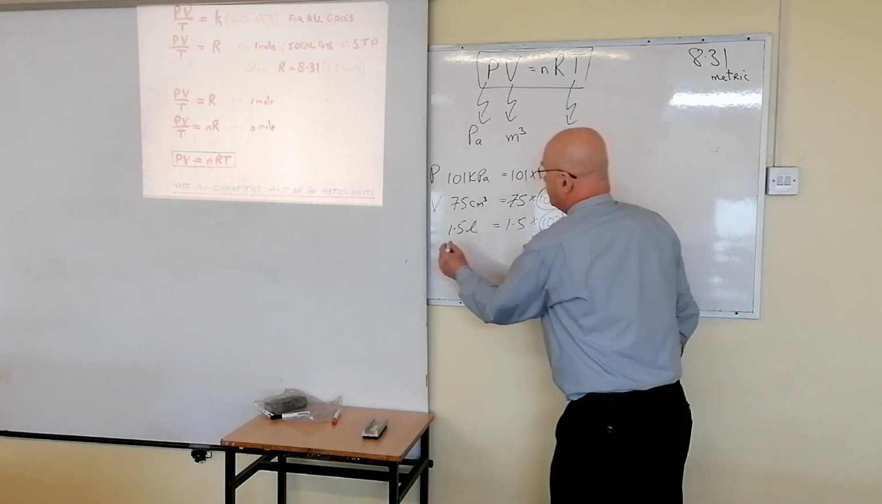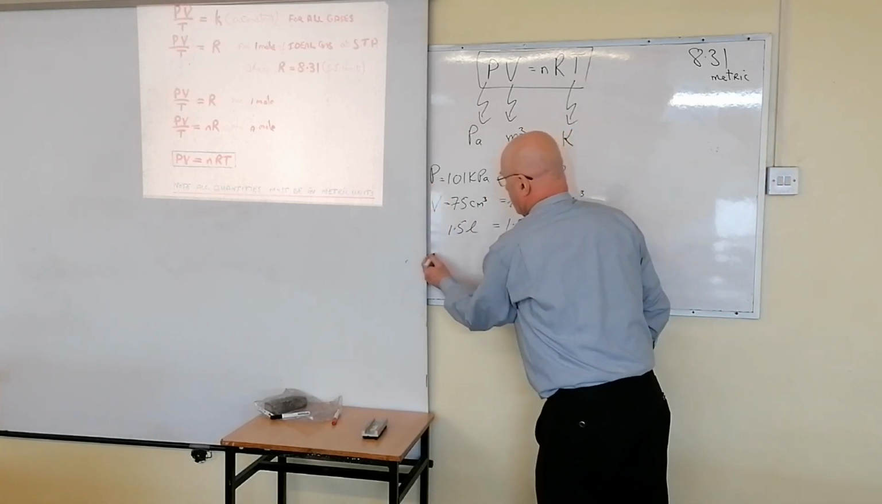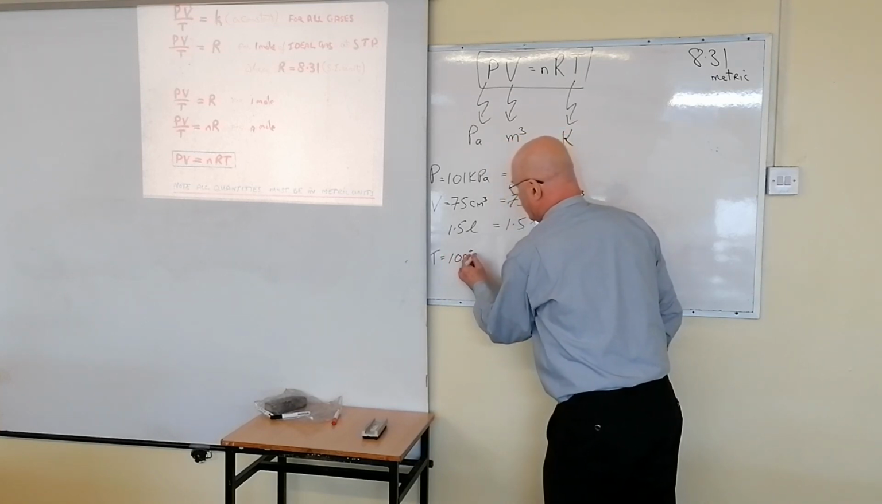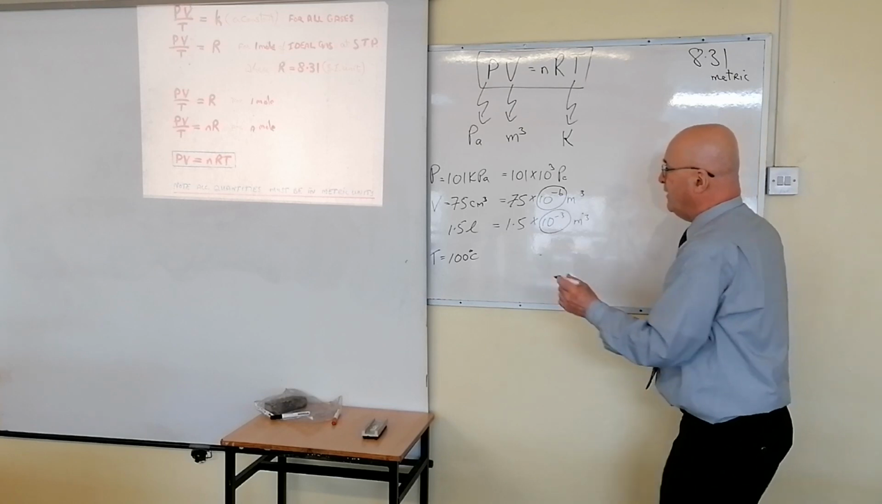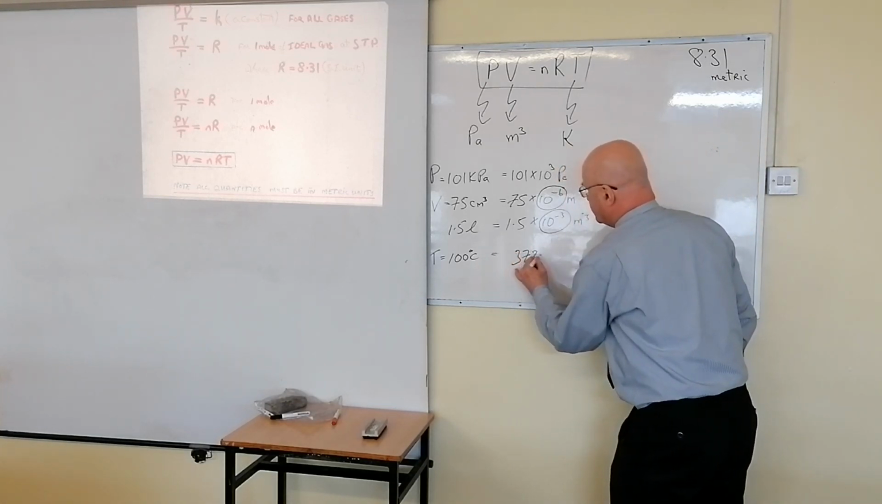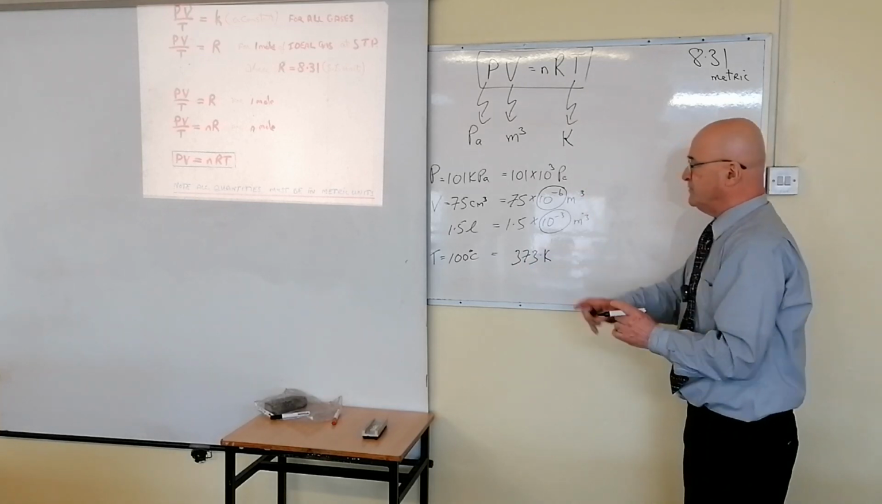And lastly, then, if you had temperature. If they gave you a temperature, I'm going to say 100 degrees just to keep things together, okay? 100 degrees Celsius. Then you have to convert to Kelvin. You'll be adding 273 to that. So you'll get 373 Kelvin. Very important you do that.